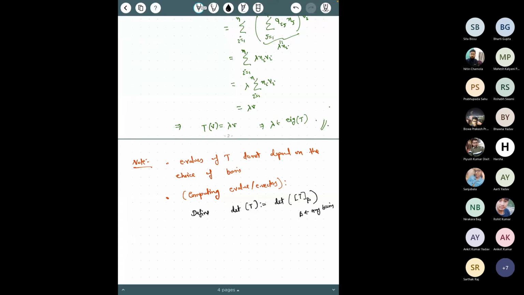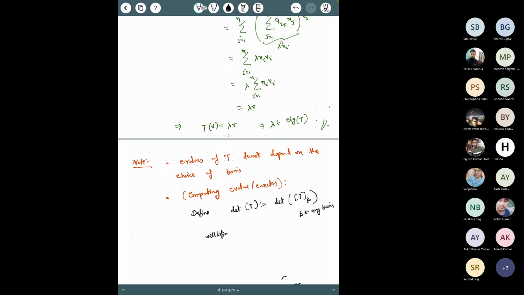This way I am defining this. First we need to check whether whatever I have defined is a well-defined thing or not. Well-defined means it cannot have two determinants. I'm saying here any basis. So you take any two bases, check the matrix of T with respect to these two bases, and look at the determinant. If both of them give the same determinant, then this is fine because it doesn't depend on the basis. So this definition is fine. We should always get a unique value for the determinant.